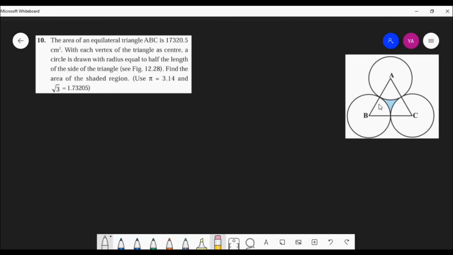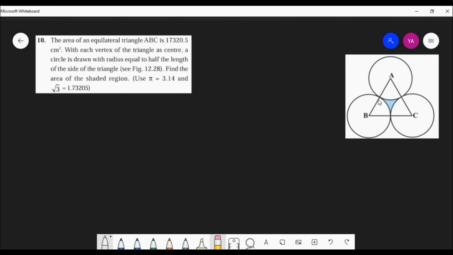One method is to find the area of the triangle first, that is already given. Then find the area of three sectors inside this triangle and subtract the sum of the areas of these three sectors from the area of the triangle. You will get the area of the shaded region. For a sector, what will be the central angle? That will be 60, right? Because we know the angles of equilateral triangles are 60 degrees each.